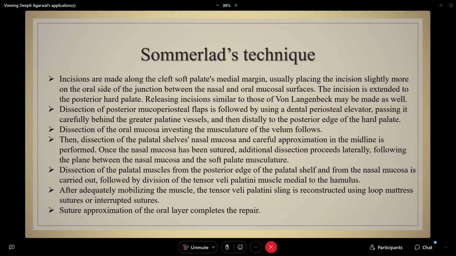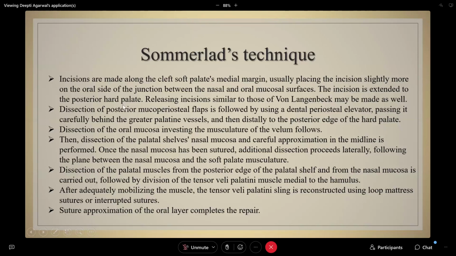Somerlad's technique has been favored because it has the advantage of using an operating microscope to perform the surgeries. When you use an operating microscope, it provides better magnification and superior visualization. Here the incisions are made close to the soft cleft margins on the oral side of the junction between nasal and oral mucosal surfaces. The incision can be extended to the posterior hard palate.